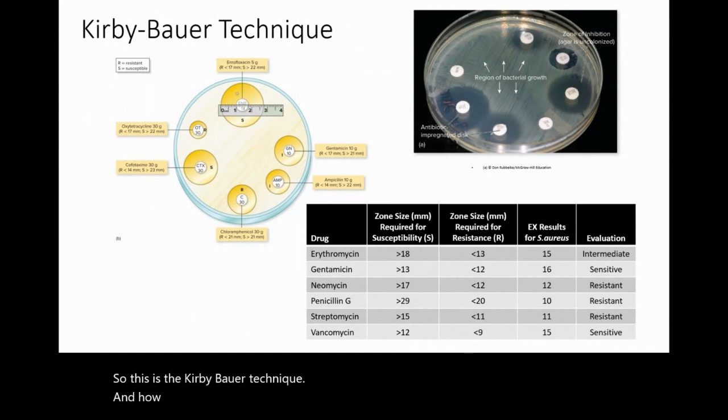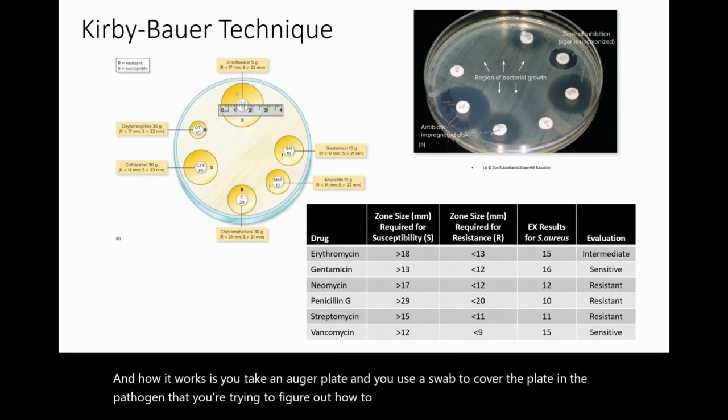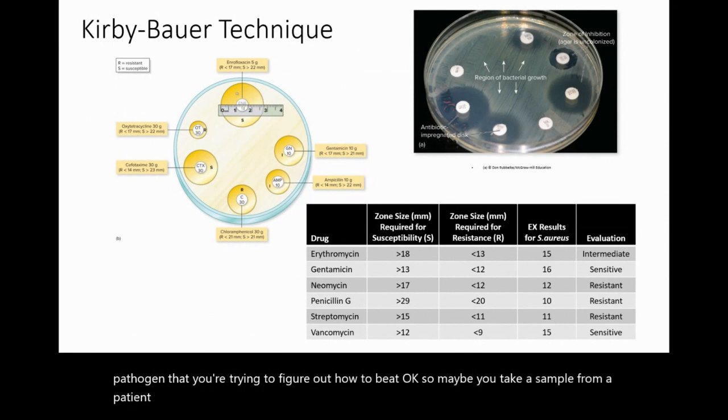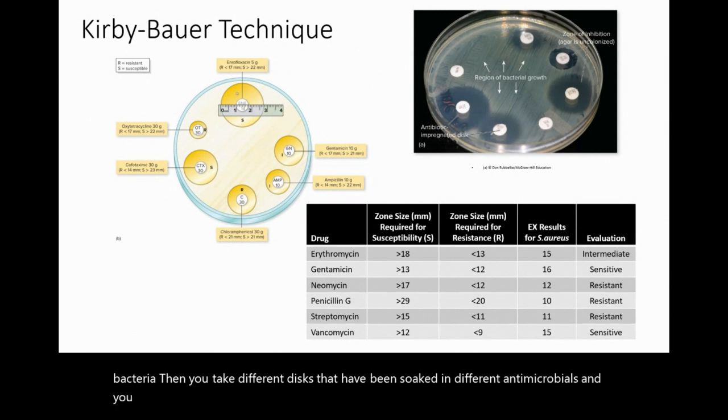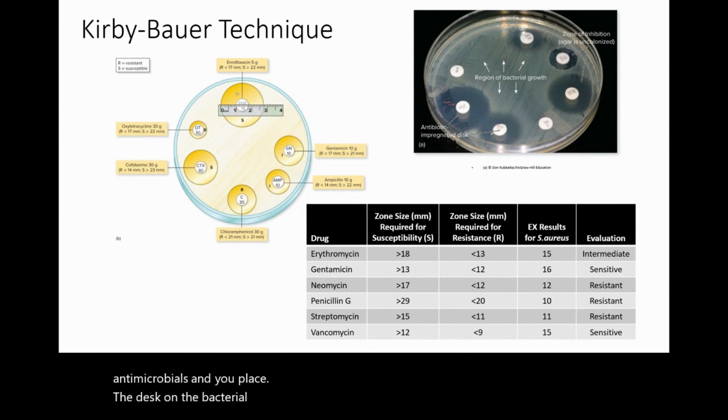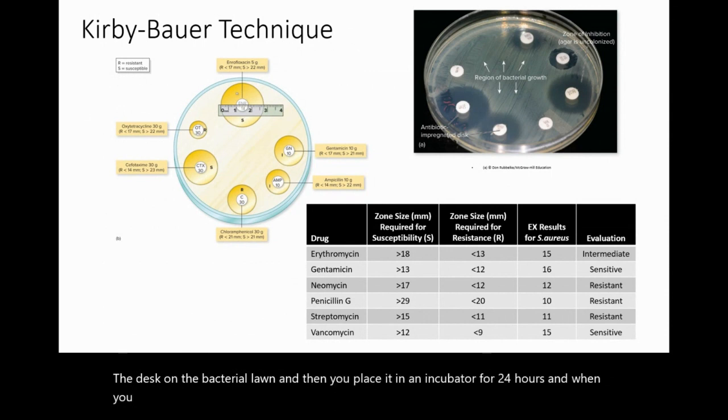And how it works is you take an agar plate and you use a swab to cover the plate in the pathogen that you're trying to figure out how to beat. Okay, so maybe you take a sample from a patient or something like that, and you're going to swab it all over this plate to create a lawn of bacteria. Then you take different discs that have been soaked in different antimicrobials, and you place the disc on the bacterial lawn, and then you place it in an incubator for 24 hours. And when you remove the plate the next day, you'll see something like the one shown in the top right.